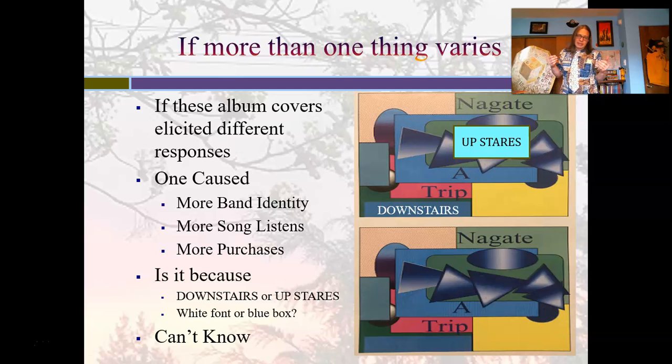But is it because of the downstairs being in a font that they can see or upstairs being visible? So this is their first album. These decisions will matter for them. The problem is, if there is a difference, we don't know which of those it is. So we can't apply that to other designs to improve our other outcomes.